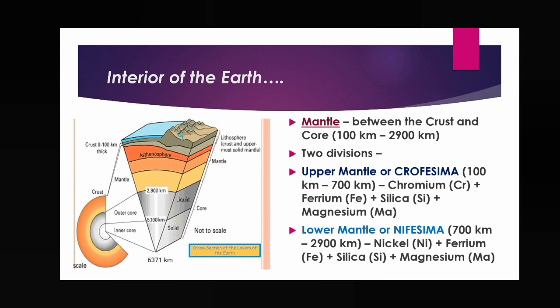Prophesima, why? Due to the presence of the compositional elements. Who are they? Chromium, ferrium, silica, magnesium. Here also the first 2 letters are used to give the name. And the next subdivision, lower mantle or nymphesima. Here also the same, with the help of the compositions, the first 2 letters of the components are used to give the name, that is nymphesima. So the mantle is the second layer of the earth's interior, and it is in semi-liquid form. Why? Because of the high temperature. Rock is found here, but it is in liquid form, molten rock material, which is also called magma.